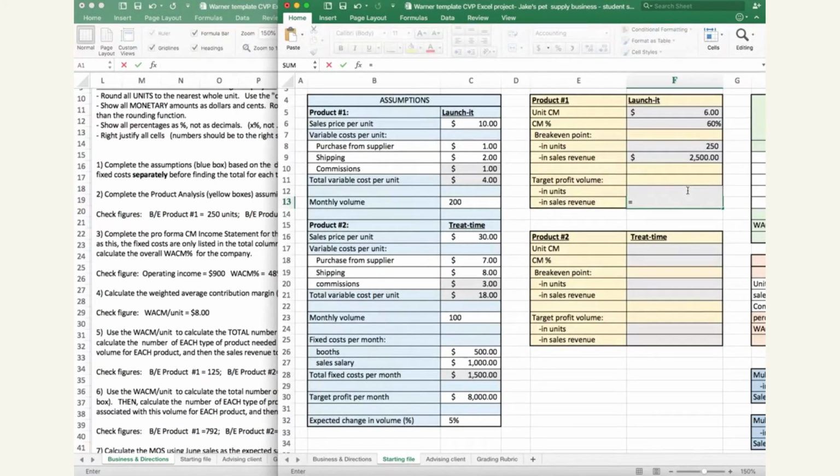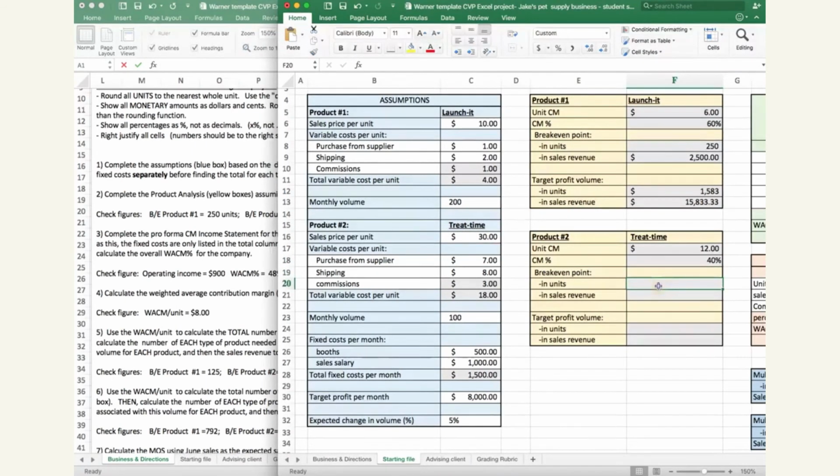And then again I just multiply in order to get to the sales revenue. I multiply the target profit volume times the price, and there it is. It's $15,883.33. So that is how you do the single product break even, and then you do the same thing for the other products. Your unit contribution margin again is going to be the sales price minus the total variable costs, and then your contribution margin percentage is going to be that cell, F17, divided by the price.